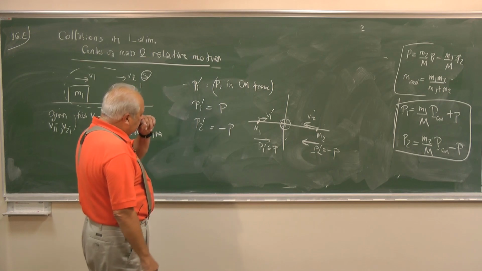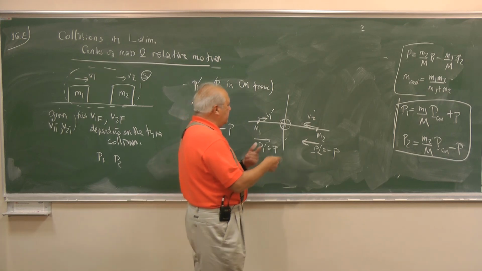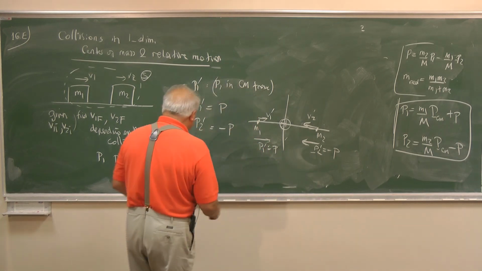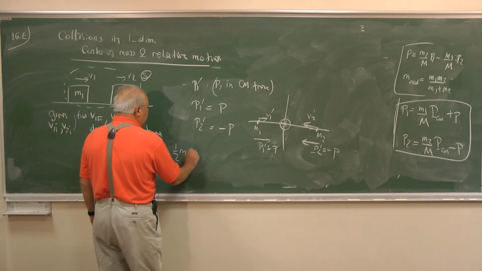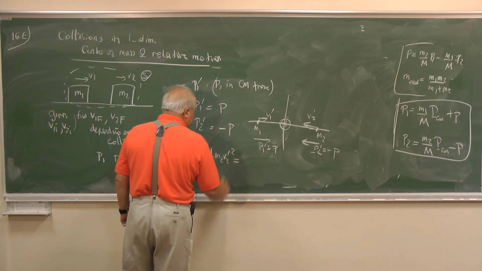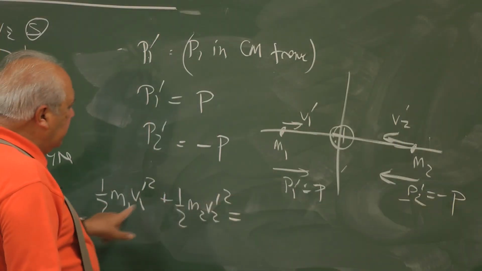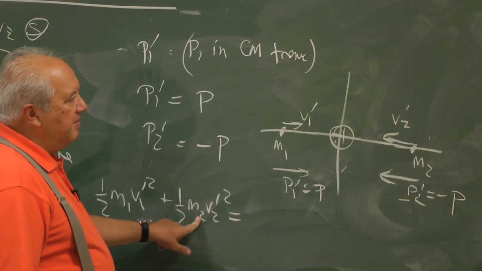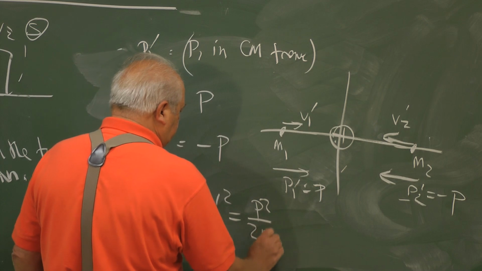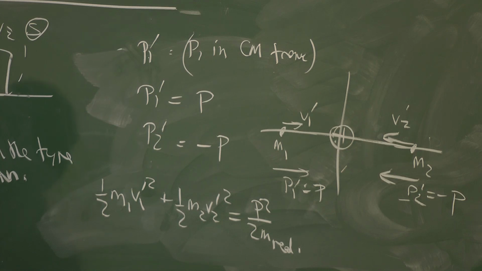So looked at this way, we again have two particles whose velocities or momenta are computed in the center of mass frame. But let's look at the energy. So 1/2 M1 V1 prime squared plus 1/2 M2 V2 prime squared. If you just add the kinetic energies of these particles in the center of mass frame, we just did that, we know that this is simply P squared over 2M reduced. I don't need to calculate because we already calculated it.